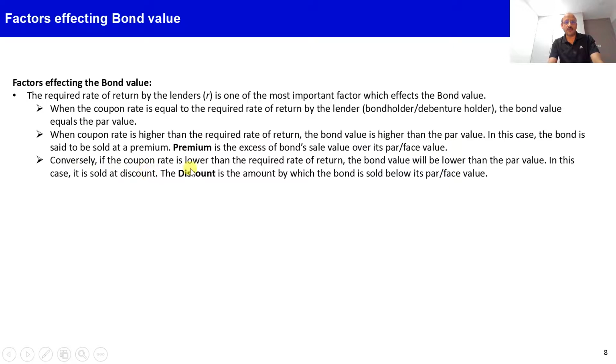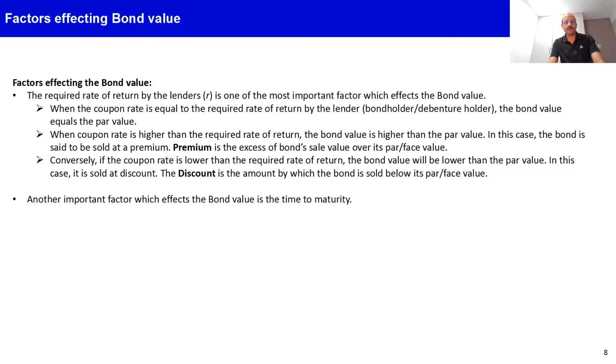Conversely, if the coupon rate is lower than the required rate of return of the bondholder, that means the coupon is not delivering the return which is expected by the bondholder, then the bondholder will have to buy at a lower price, lower than the face value or par value of the bond, to match his required rate of return on the investment. So that's why the bond value will be lower than the par value in this case, and the difference between the value of the bond and the face value is called the discount.